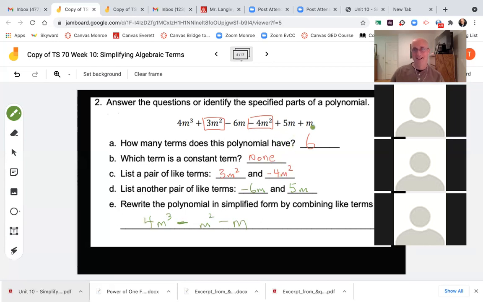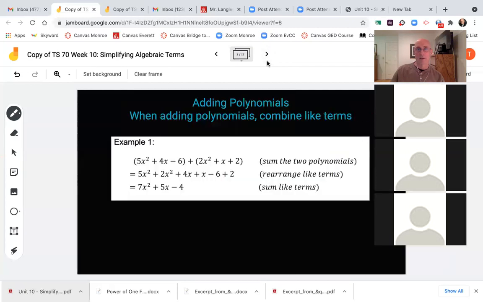Okay. See this m all by itself? Now I'm going to tell you a little secret. Minus m plus m, these would cancel out. They really would. So technically, the simplified form of that, see a minus and a plus, the final real answer should be 4m to the third minus m squared. And that's it. That's simplified because these cancel out. Okay. You could write it out all the way, but that's really what it would technically look like. All right.